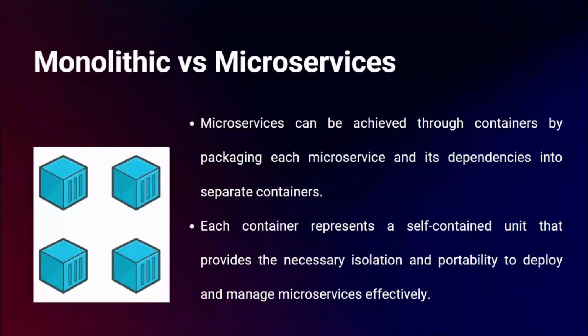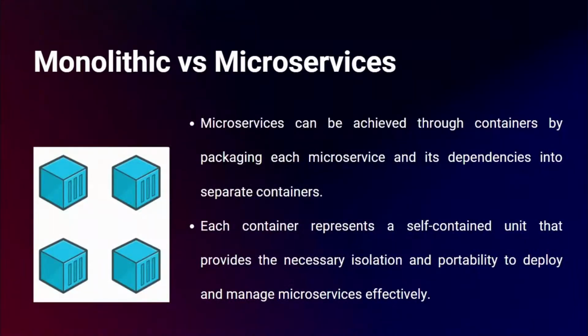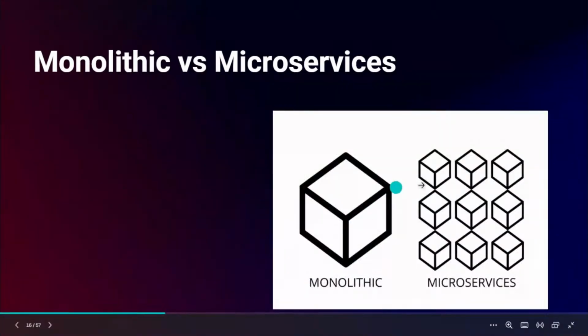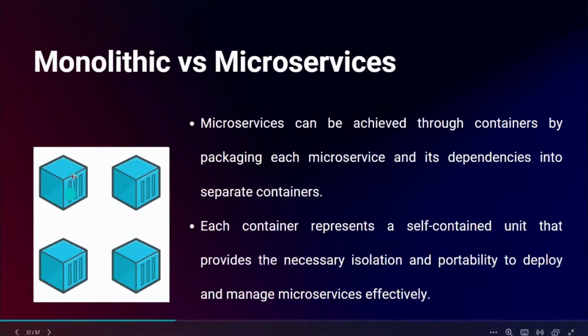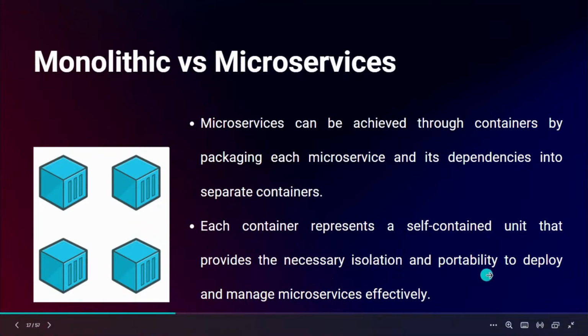Now, did you ever imagine how these microservices are going to be achieved? This can be achieved with the help of containers. For example, one microservice will be in one container, another microservice in another container. You can pack them into different containers and make them run coordinately to achieve the application. Each container represents a self-contained unit that provides the necessary isolation and portability to deploy and manage microservices effectively.